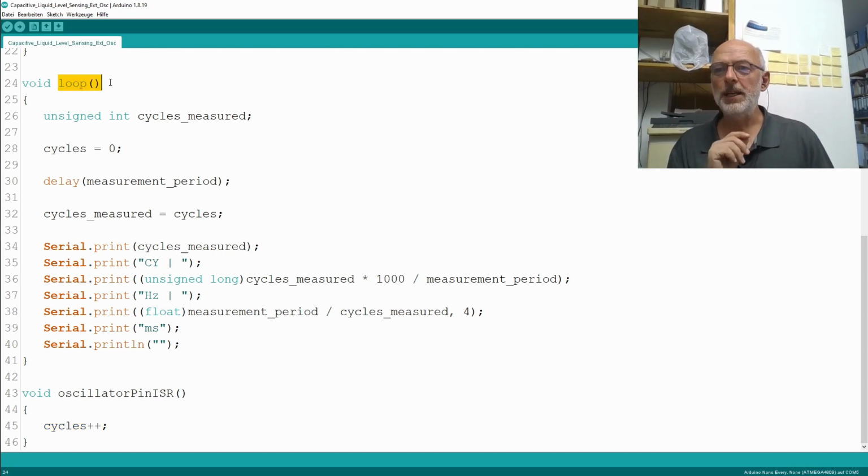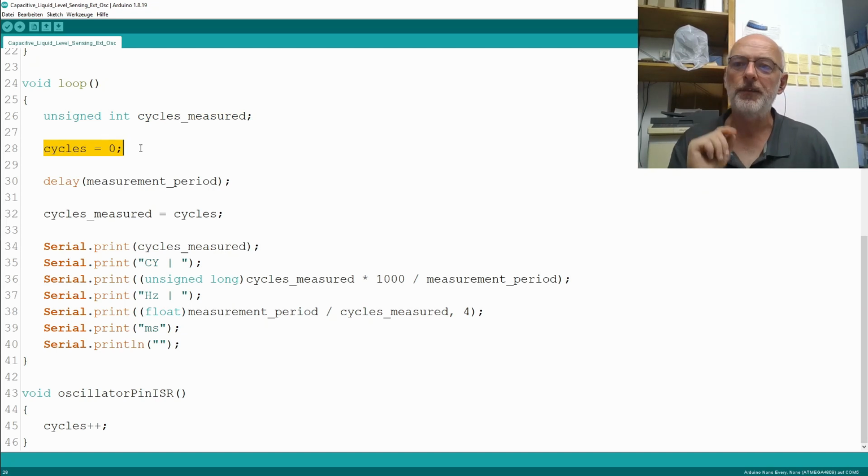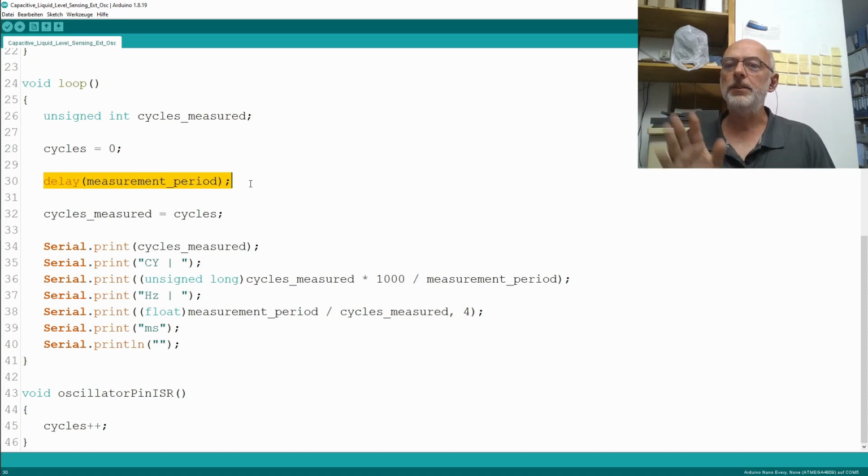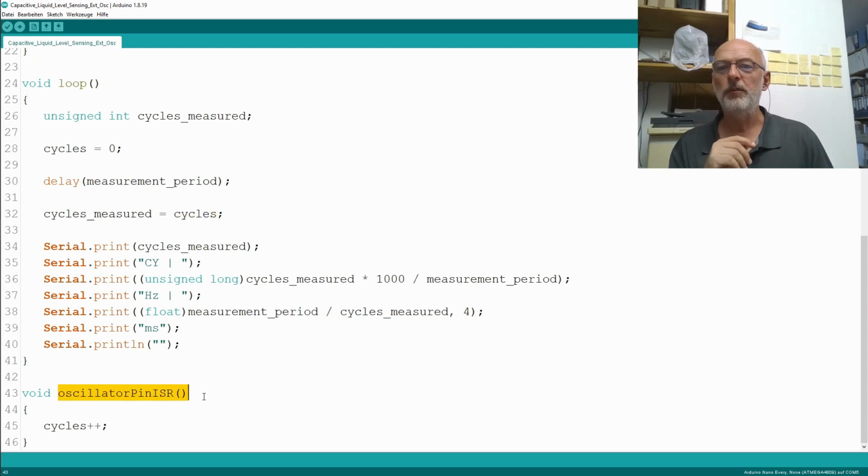There's not much happening here in the loop. I have here a variable, cycles measured, which I use to buffer the contents of my cycles variable, which I initialize to 0. Then I wait until the measurement period has passed, just a delay, very primitive. That was 500 milliseconds, remember that. And then I store the cycles variable, which was hopefully incremented by my interrupt service routine, into the cycles measured variable. And then I print out the cycles measured as a cycle count.